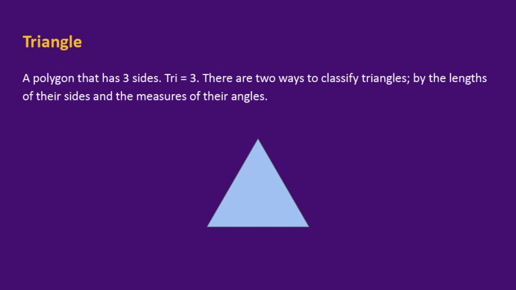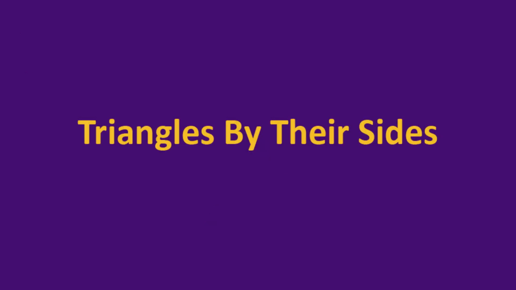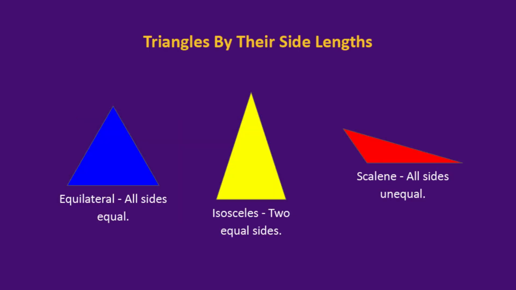There are 2 ways to classify triangles. You can classify triangles by the lengths of their sides, and you can also classify them by the measures of their angles. Let's start by classifying triangles by the lengths of their sides. There are 3 possibilities. An equilateral triangle is one in which all of its sides are of equal length. If that's the case, all of its angles have to be of equal measures, that is, each angle has to be 60 degrees in measure. An isosceles triangle is one in which 2 of its sides are of equal length, and a scalene triangle is one in which all of its sides are of unequal length.